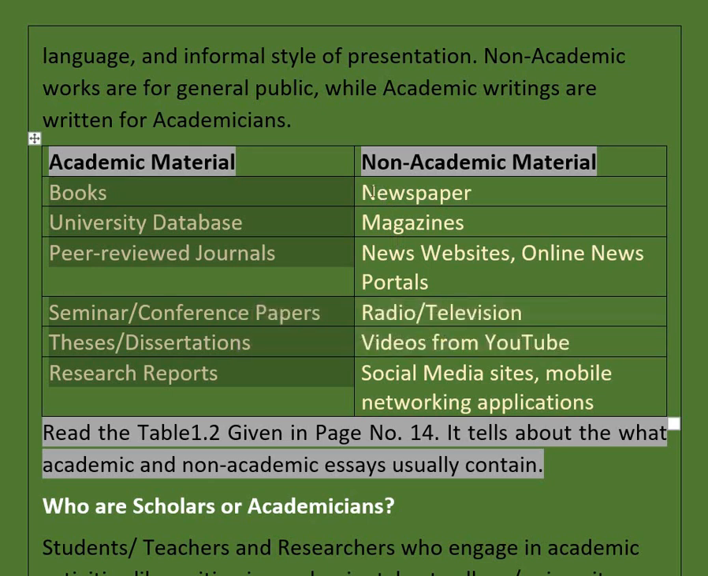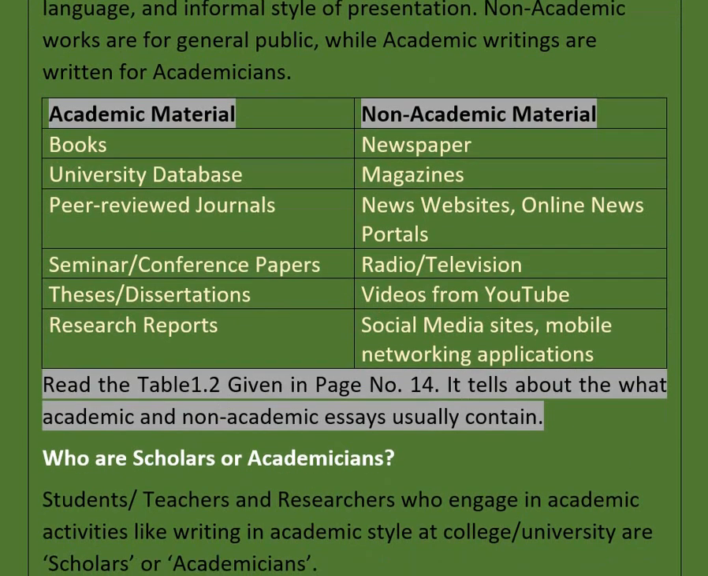While non-academic material, which is commonly read by the general public, includes newspapers, magazines, news websites, online news portals, radio, television, videos from YouTube and other streaming videos, social media sites, mobile networking applications, etc. So there is a table on page number 14, table 1.2, which tells about what academic and non-academic essays usually contain. You can read that for additional information.